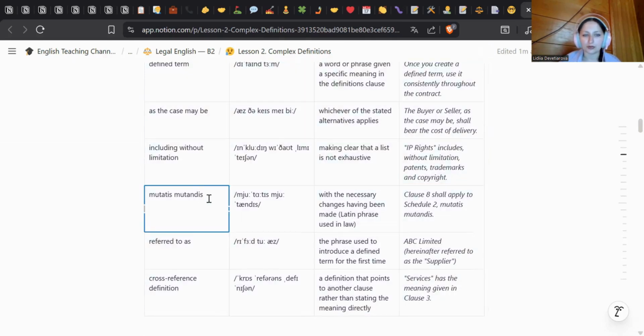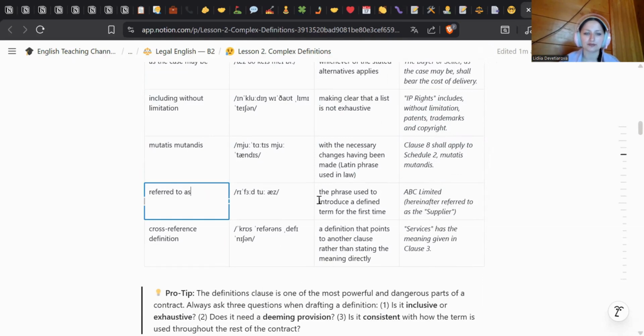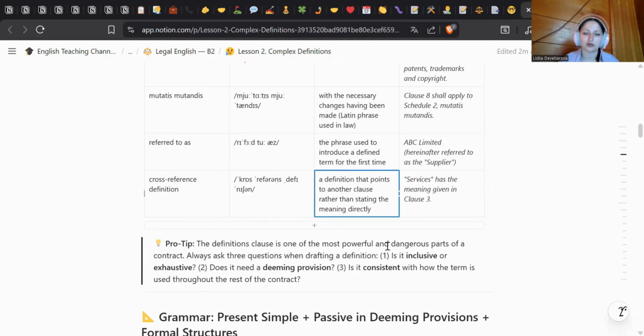Mutatis mutandis, with the necessary changes having been made. That's a Latin phrase. Clause 8 shall apply to Schedule 2, mutatis mutandis. Hereinafter referred to as, the phrase used to introduce a defined term for the first time. ABC Limited, hereinafter referred to as the Supplier. Cross-reference definition. A definition that points to another clause rather than stating the meaning directly. Services has the meaning given in clause 3.